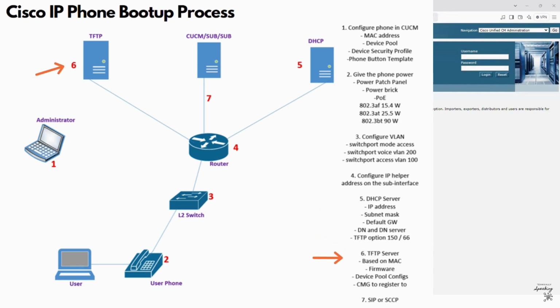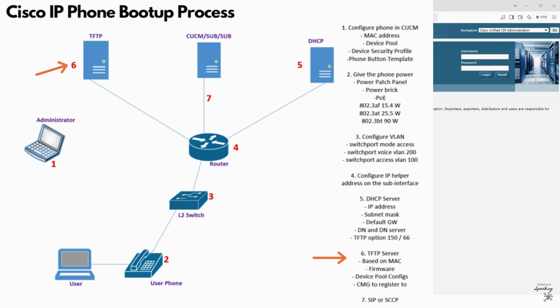Now, the IP phone has obtained an IP address from DHCP. Now it contacts the TFTP server to download the configuration files it needs to operate. These files contain essential details like firmware updates, device settings, and call manager group information required to register with CUCM.